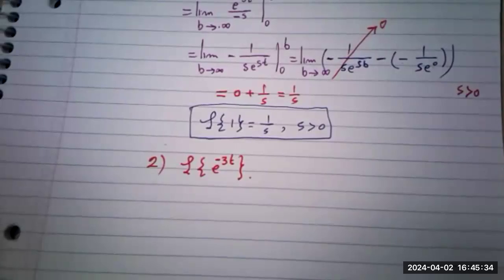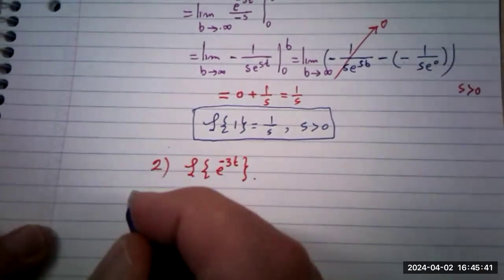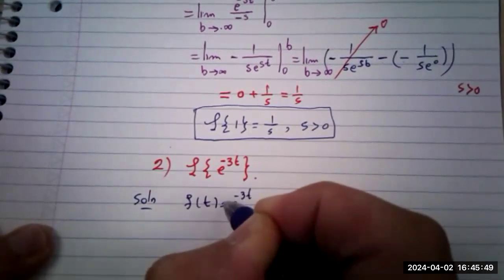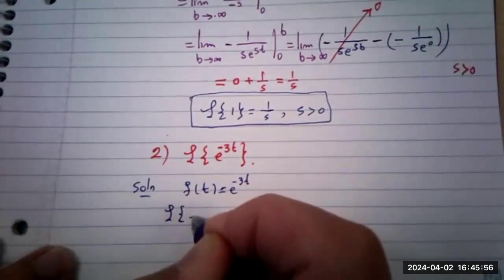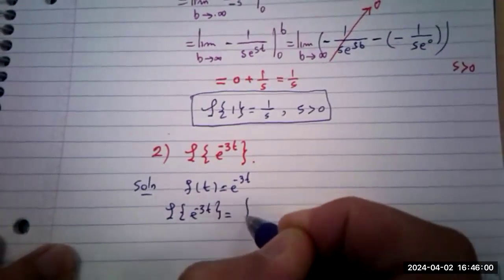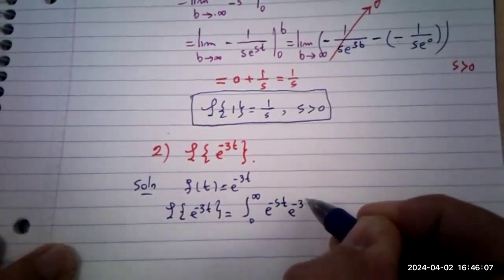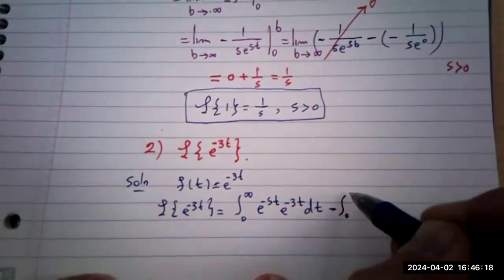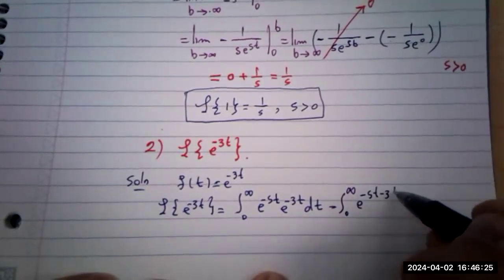Check this one. Just go with the definition. Solution: your f of t is equal to e to the negative 3t, so go with the Laplace transform formula. We know Laplace of e to the negative 3t is equal to the integral from 0 to infinity of e to the negative st times e to the negative 3t dt. Now simplify this first and then go for the limit. It's going to be the integral from 0 to infinity. You know that you add the exponents: negative st minus 3t dt.